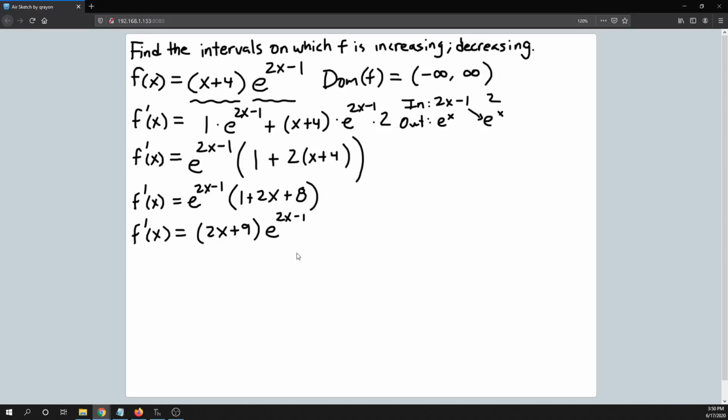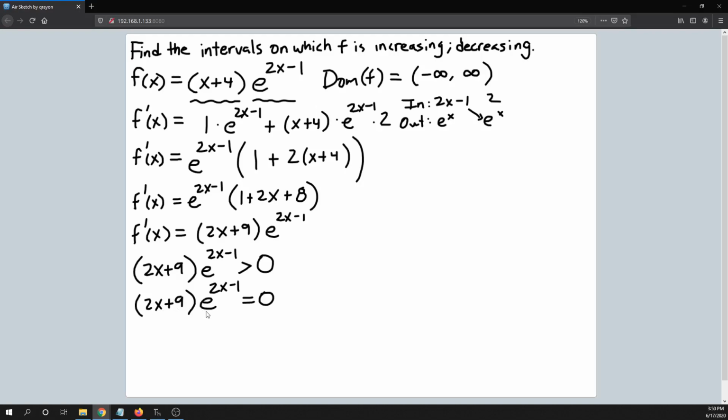All right, and so the next step is to solve the inequality f prime of x greater than 0. So take the derivative, 2x plus 9 times e to the 2x minus 1, set it greater than 0, and solve that out. So that is a nonlinear inequality. So what you want to do first is to set it equal to 0 and solve.